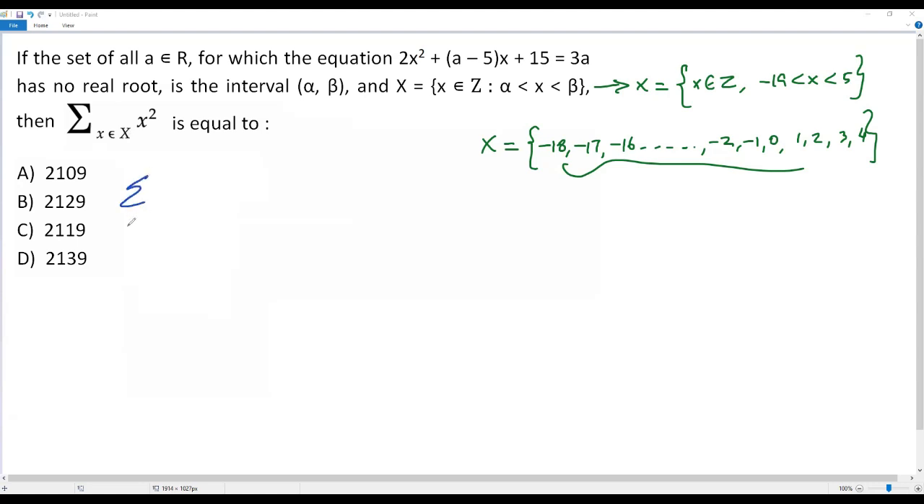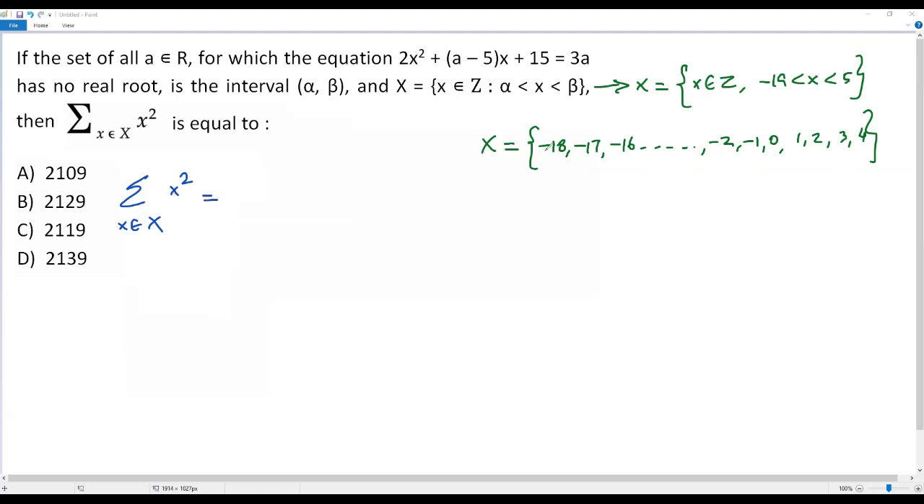That is the summation over x belongs to capital X of x squared. Already we got the values of this small x, so that small x belongs to capital X. So here we have the values of x: negative 18, negative 17, negative 16. Now what we have to do is plug in each value in this set for this small x, and each value has to be squared, and we have to add all the squared values according to the summation.